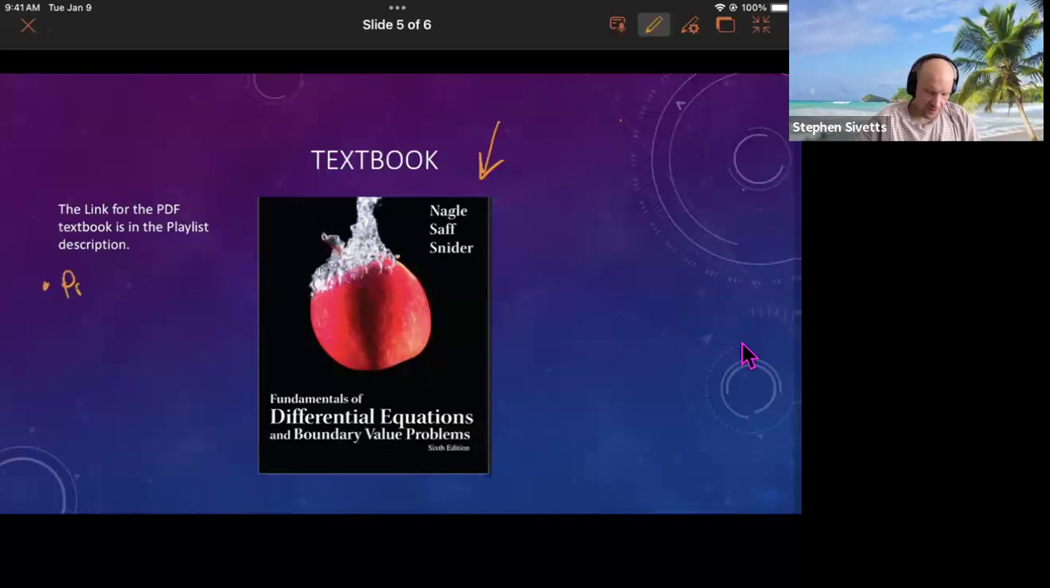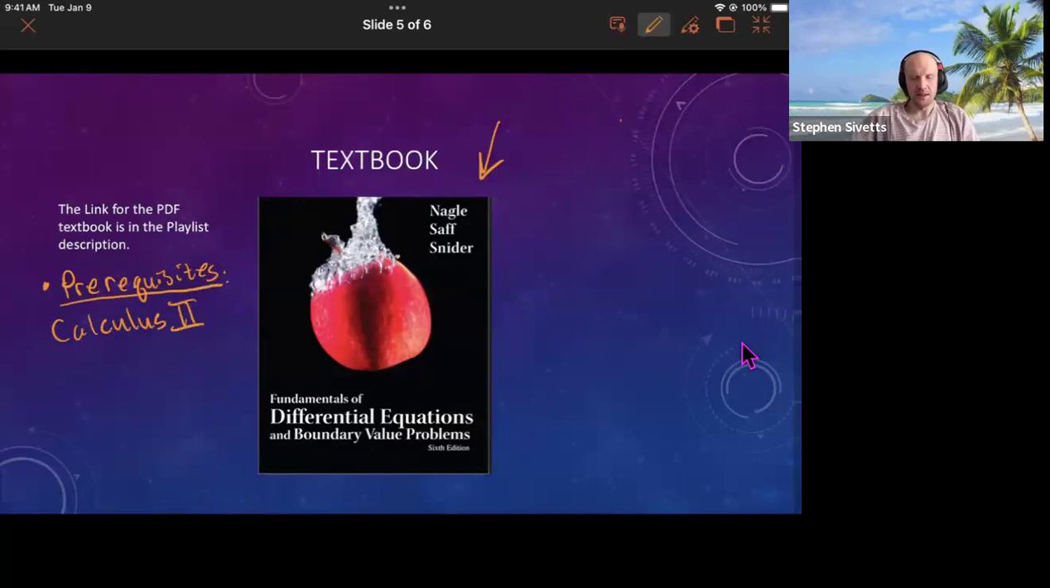The prerequisites. It's good to know that if you have Calculus 2, at least Calc 2. I don't think Calc 1's good enough. You're going to need at least Calculus 2 to understand most of this content in differential equations. It will be very beneficial if you take Calculus 3.